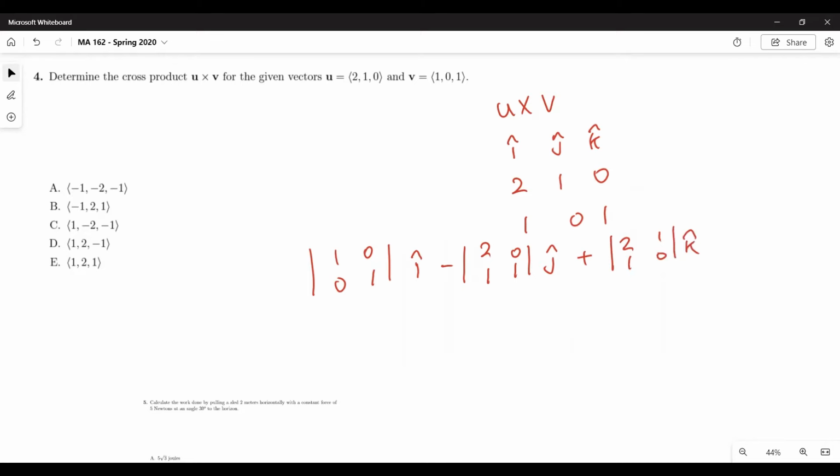So 1 times 1 is 1, and minus 0 times 0, so this is 1i. Minus 2 times 1 is 2, and then minus 0 times 1 is 0, so it is just 2j. Plus 2 times 0 is 0, but minus 1 times 1 is negative 1. This becomes 1i minus 2j plus negative 1k. So this just becomes 1, -2, -1. So the answer choice that I can see for that is C.